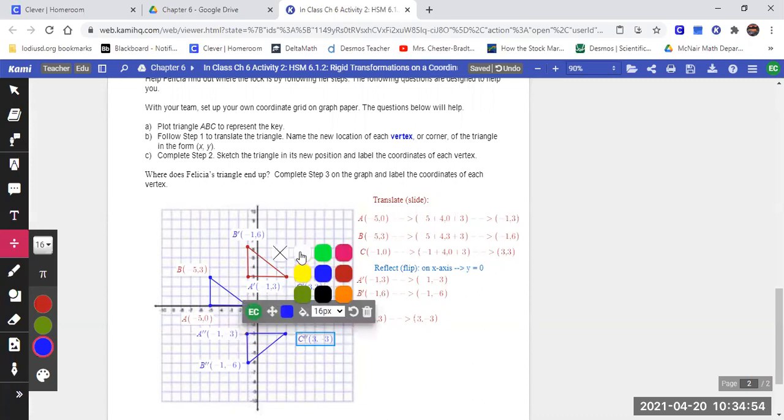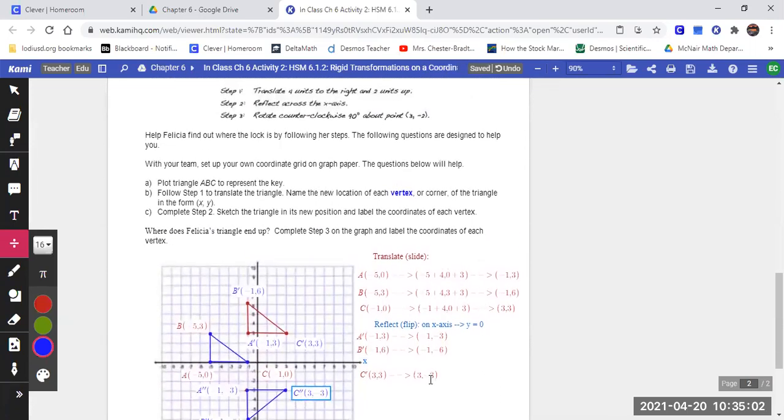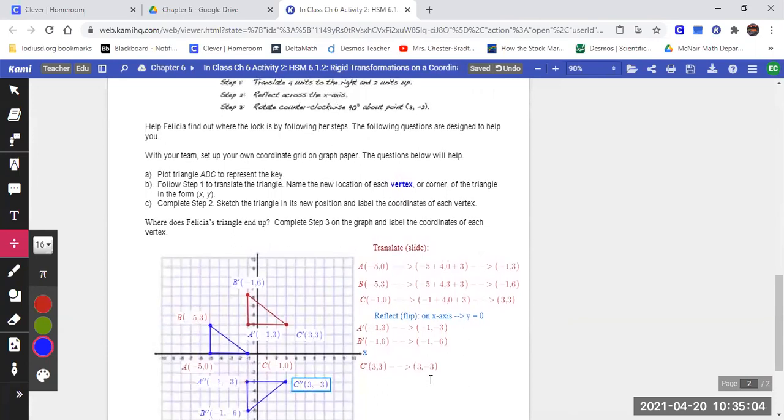Okay, now by far, this one is kind of the trickiest one. Okay, the rotation. The rotation. What is it telling us it wants us to rotate? Which direction?